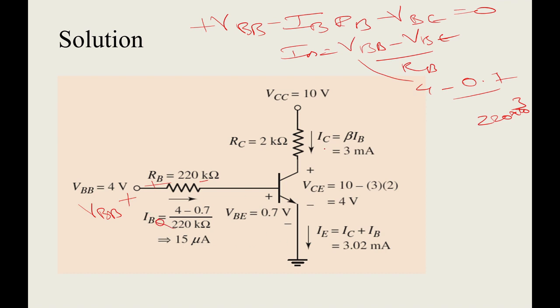Similarly, to find IC, you know IB, so multiply with beta and you get the ICQ value. Then for VC, when you apply KVL, it is VCC minus IC RC minus VC equal to 0, as I said in the last slide. So VC equals 10 minus IC into RC, and you get 4 volts. The emitter current equals base current plus collector current, which gives 3.02 milliamps. So all the quiescent point values are determined.